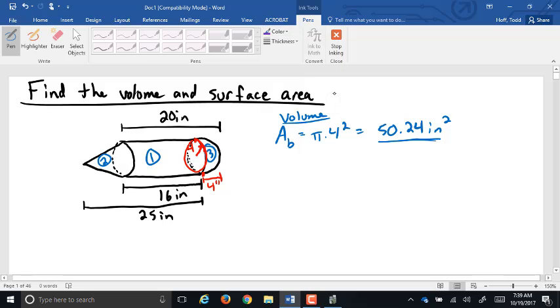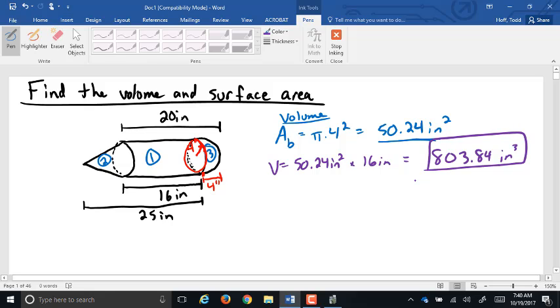So then the volume of our little cylinder, 50.24 square inches times 16 inches, which is 803.84 inches cubed. So that's our first piece. Our second piece being the cone over there. We have the same area of the base.